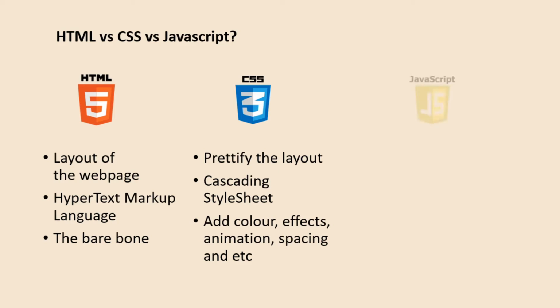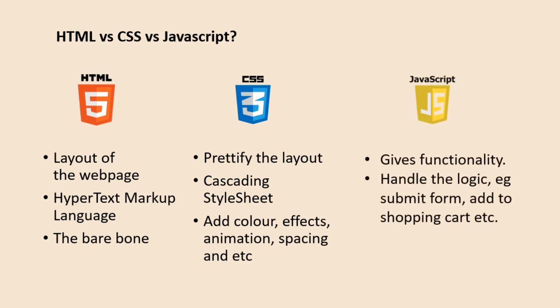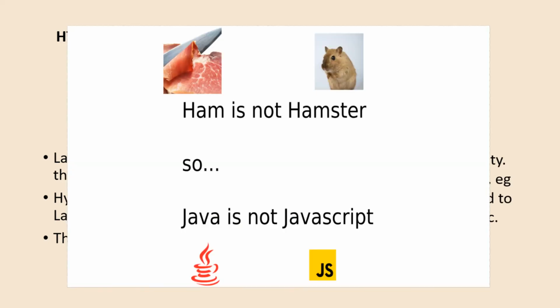And finally, we have JavaScript. JavaScript gives functionality to your web page. It handles the logic, for example, submitting a form or adding items to the shopping cart. JavaScript is a programming language and shouldn't be confused with Java, which is another programming language for backend development.